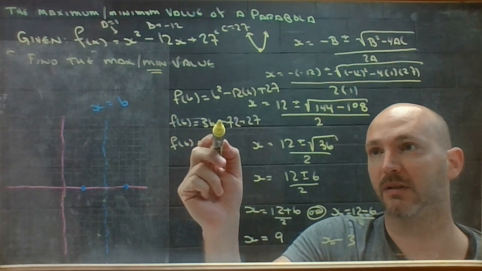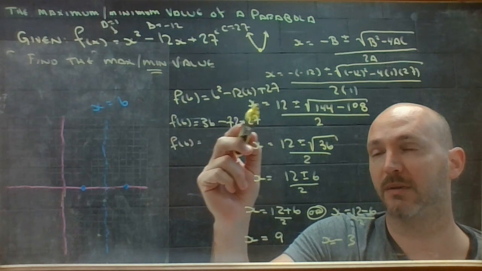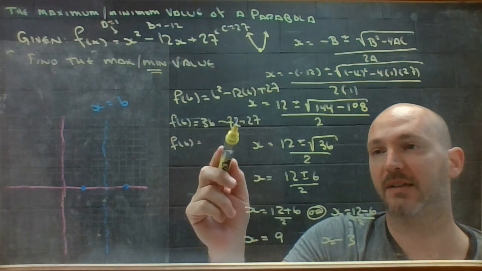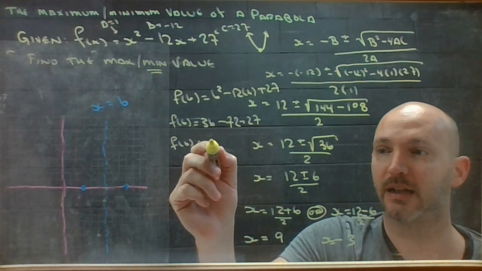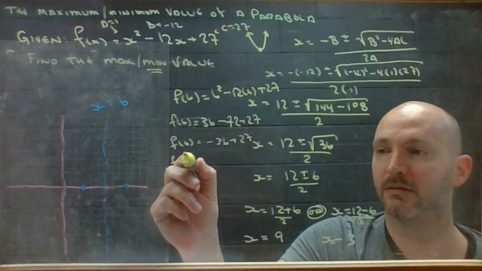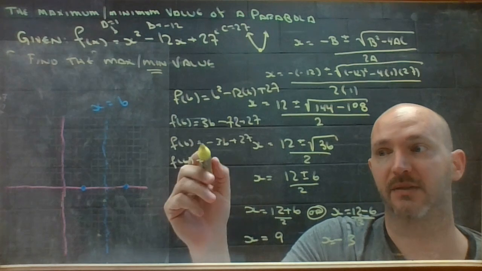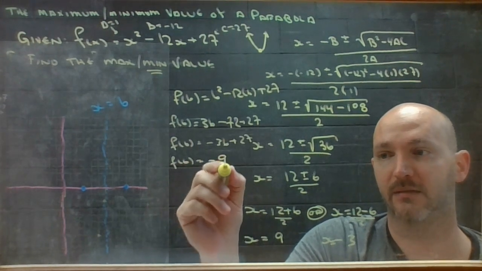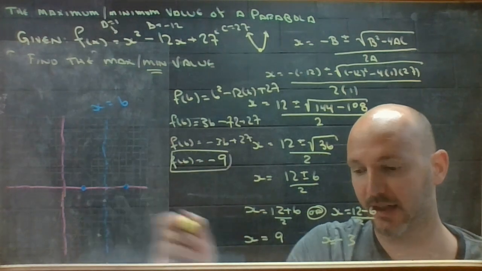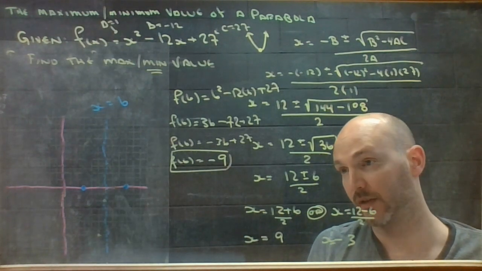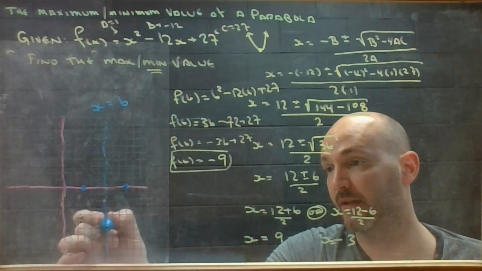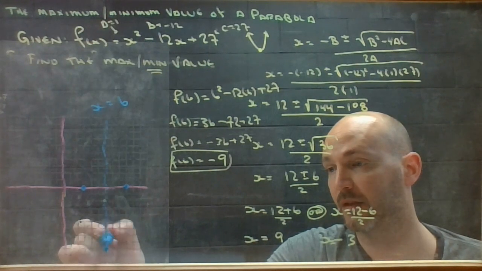It's going horribly wrong here. Maybe not. 36 minus 72 would be negative 36, and negative 36 plus 27 is negative 9. So my vertex vertically is happening at negative 9, which is 1, 2, 3, 4, 5, 6, 7, 8, 9. Down there.